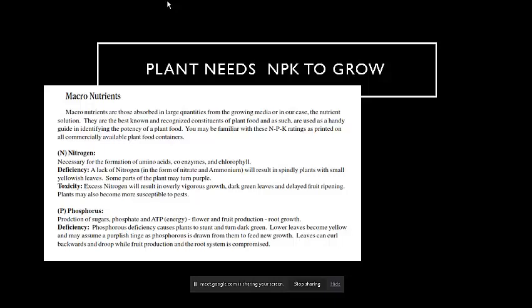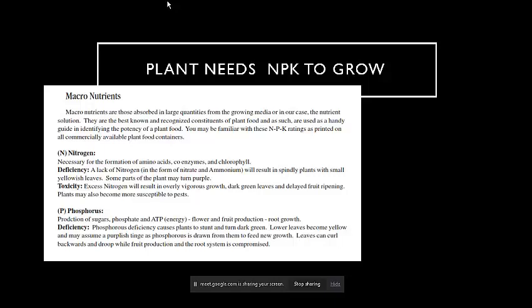Nitrogen is necessary for the formation of amino acids, coenzymes and chlorophylls. Amino acids form the proteins. So all kinds of proteins are there because of nitrogen, so a proper amount of nitrogen should be there. And also the quality of the leaves depends on the proper amount of nitrogen.